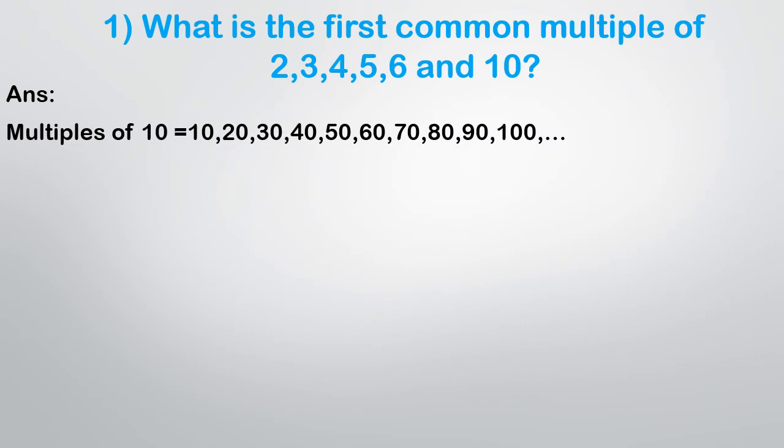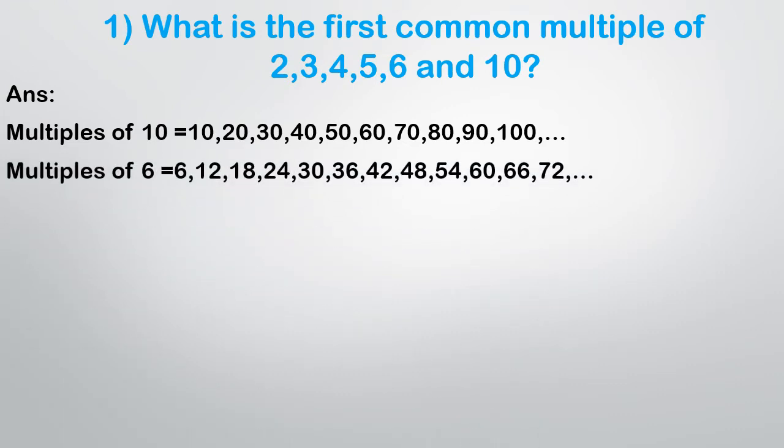So now I am starting with the multiples of 10. Then you can write 10 table. 10, 20, 30, 40, 50, 60, 70, 80, 90, 100 and etc. The next multiples of 6. Then you can write 6 table. 6 ones are 6, 6 twos are 12, 6 threes are 18, 6 fours are 24, then 30, 36, 42, 48, 54, 60, 66, 72, etc.